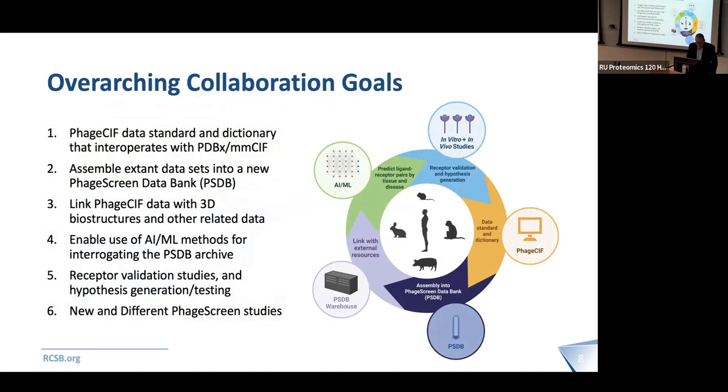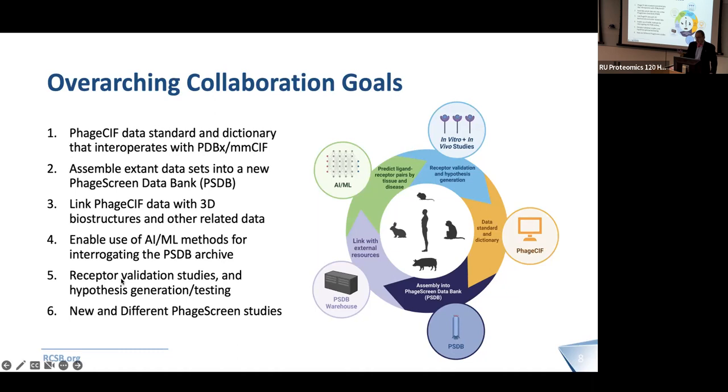And it will then be possible, using that data standard, with funding that we're currently seeking, to assemble all of the data sets that are currently available into a new Phage Screen Data Bank. And this PSDB is going to be linked with 3D biostructure information, both experimental and computed, and other related data from trusted sources, so that it will make it possible for artificial intelligence and machine learning methods to be used to actually interrogate the archive in the most detailed and powerful way.